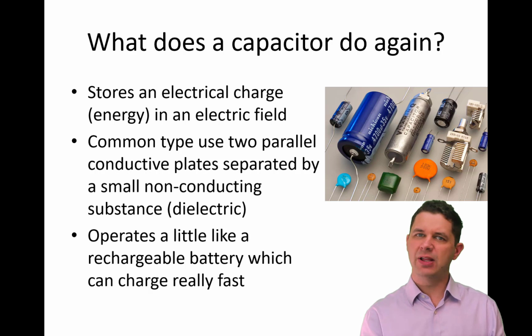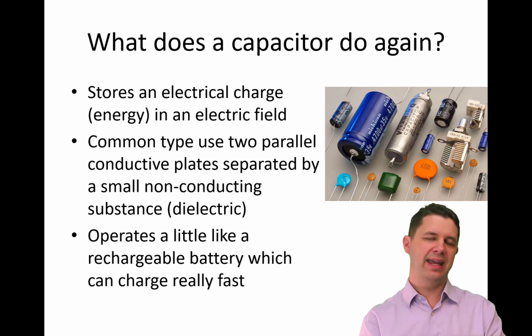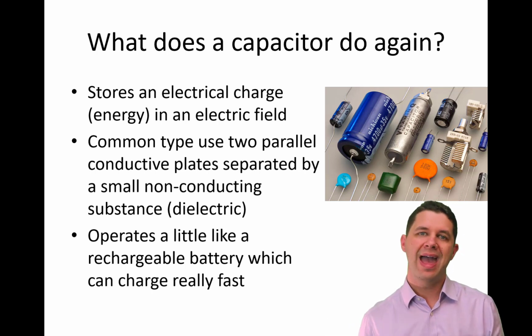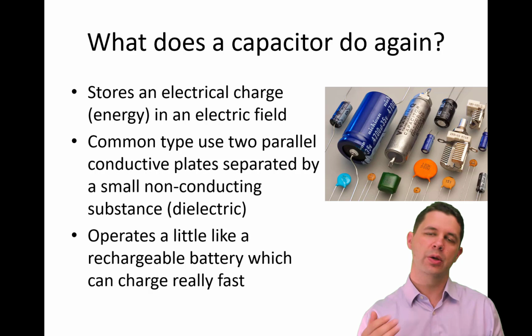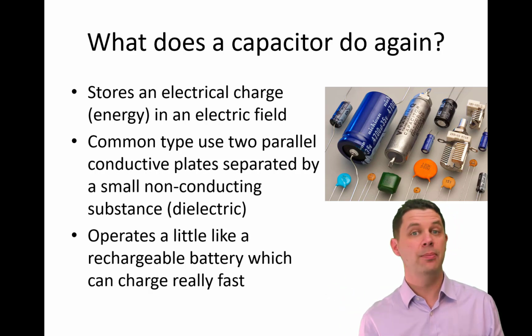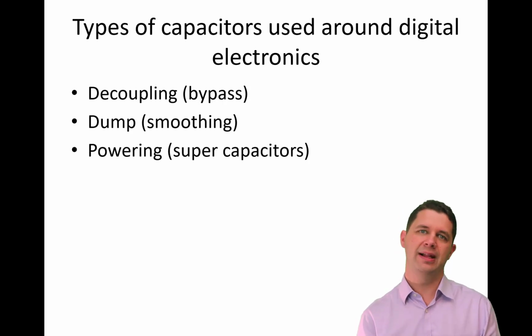Basically, they operate a bit like a rechargeable battery that can charge up really, really quickly. So taking all the chemistry and everything out of it, they're doing a similar sort of role. And they have many, many cycles that we can charge and discharge, rather than the battery, which has a fairly low, in comparison, finite number. Now, there's three main things that we actually use capacitors for around the digital electronic circuits.